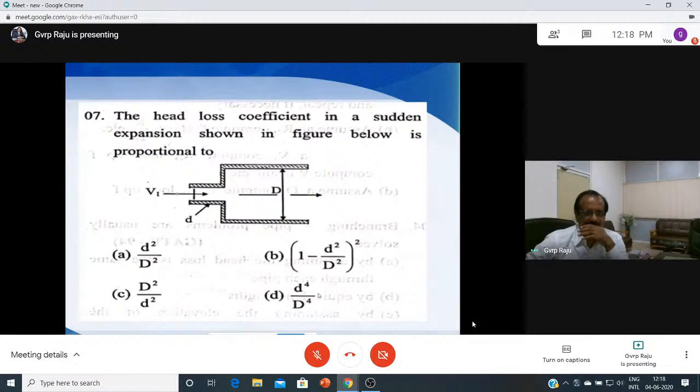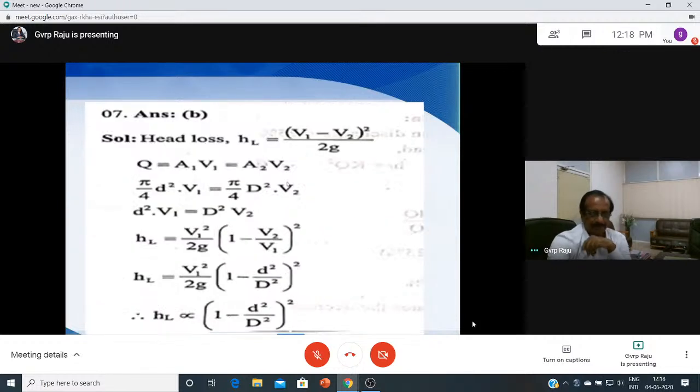And question 7. The head loss coefficient in a sudden expansion shown in the figure below is... They ask you to find out the head loss coefficient. Here you have the velocity, you have the dimensions, the diameters given, and he has asked to find out the head loss coefficient in sudden expansion. So head loss due to sudden expansion is (V1 minus V2) whole square by 2g, and Q is equal to A1 V1 equals A2 V2, and you can get the relation between V1 and V2.